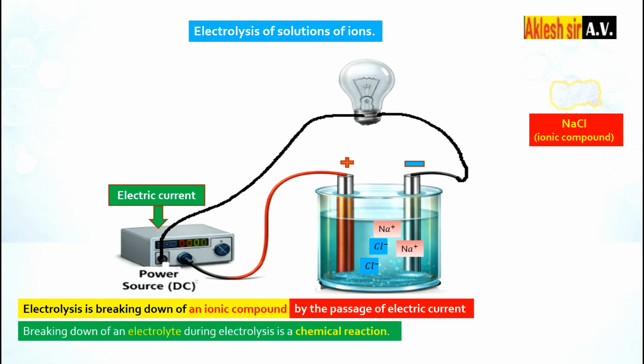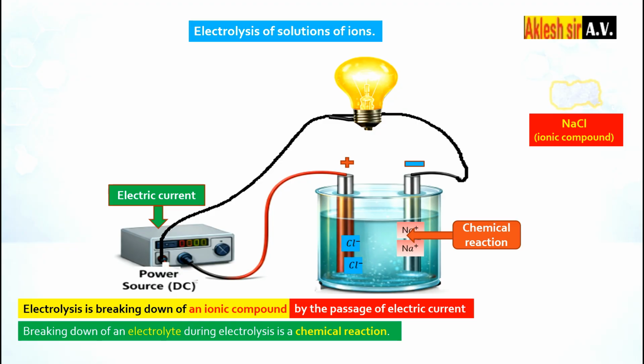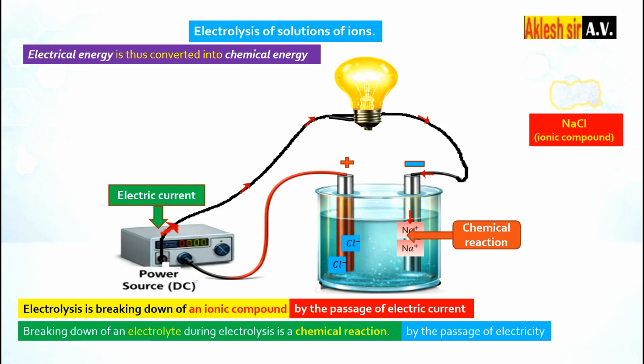Breaking down of an electrolyte during electrolysis is a chemical reaction. In above animation, sodium cation moves towards cathode and chloride anion moves towards anode. Thus chemical reaction takes place by passage of electricity. Here red arrow shows that electric current is supplied by battery. Thus in electrolysis of ions, electrical energy is converted into chemical energy.